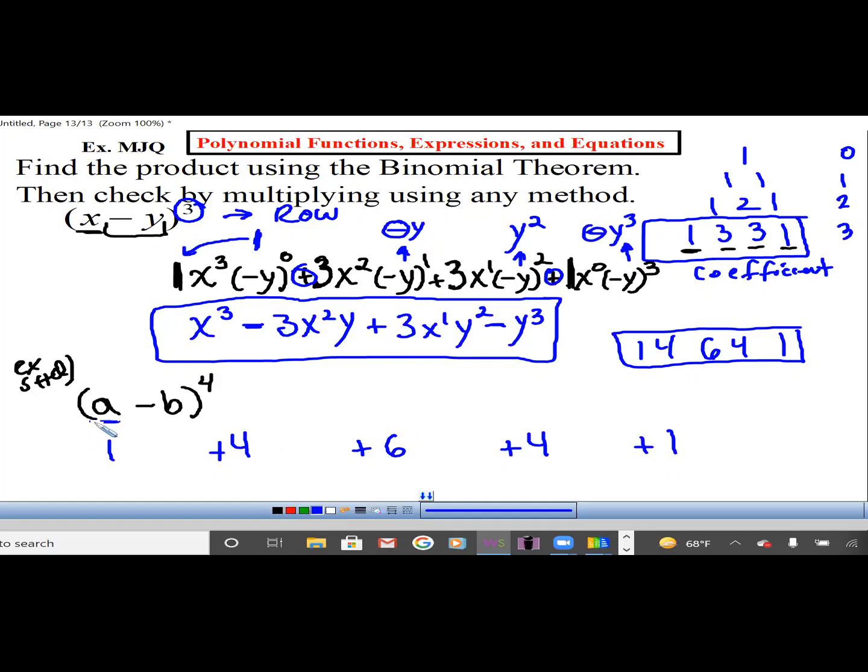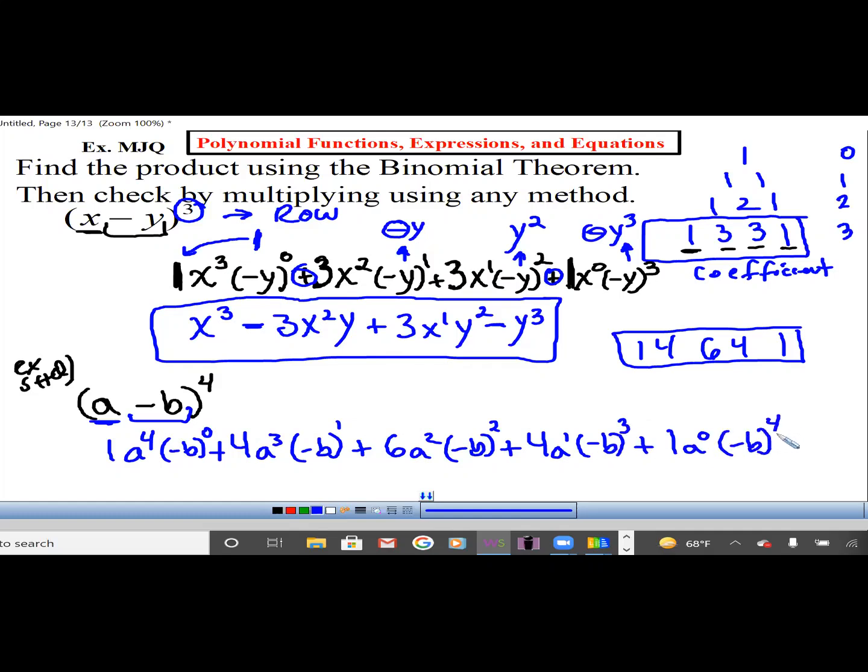Next, I start with my first term, which is a to the fourth power. That means in the next term, it becomes what? a to the third, a to the second, a to the first, a to the 0. The second term, we use negative b to the 0. So that means the next one is negative b to the first. That means the next one is negative b to the second, negative b to the third, and negative b to the fourth. Is that a little bit better? Yeah, for some of you? Yeah, okay.